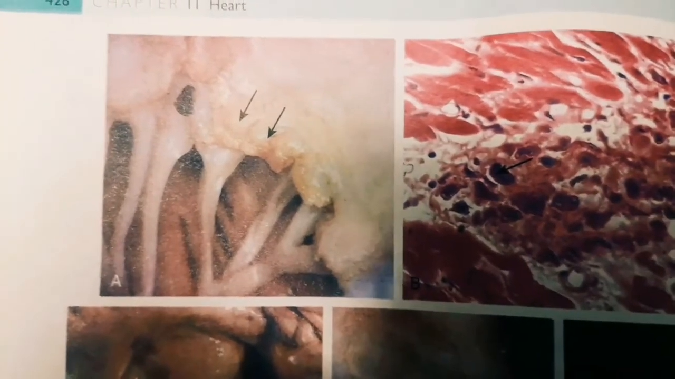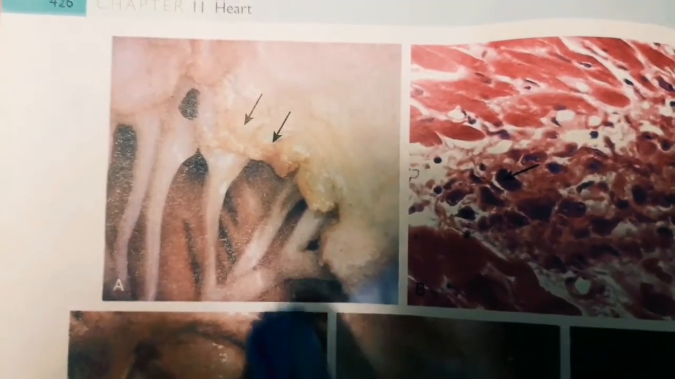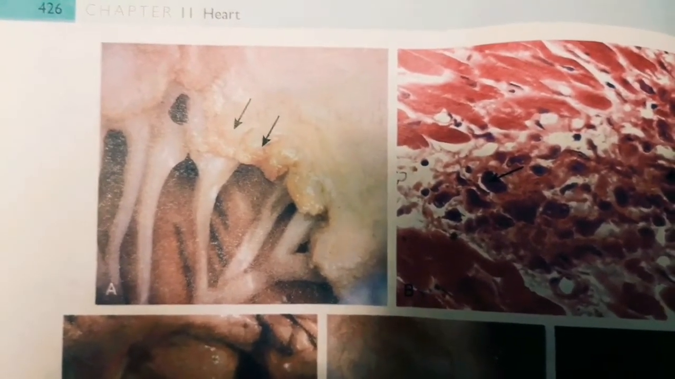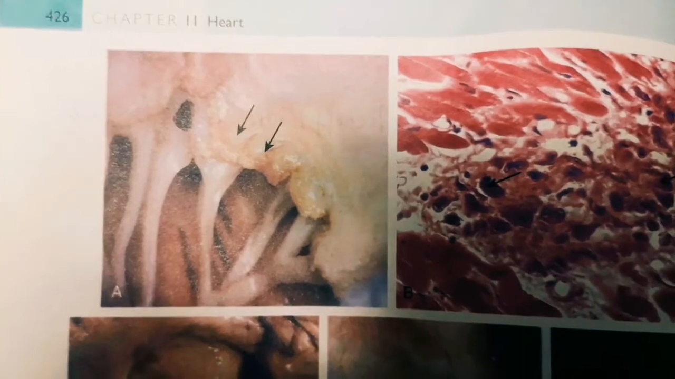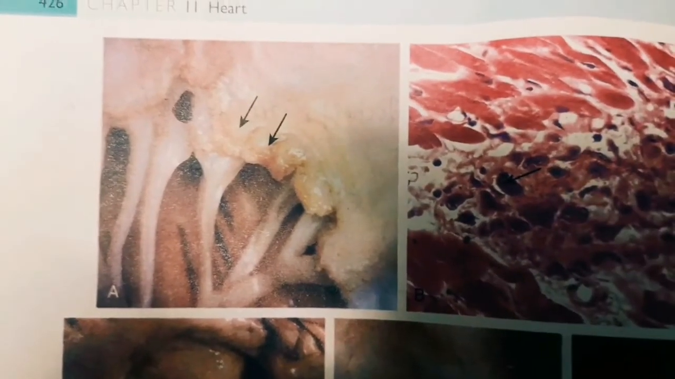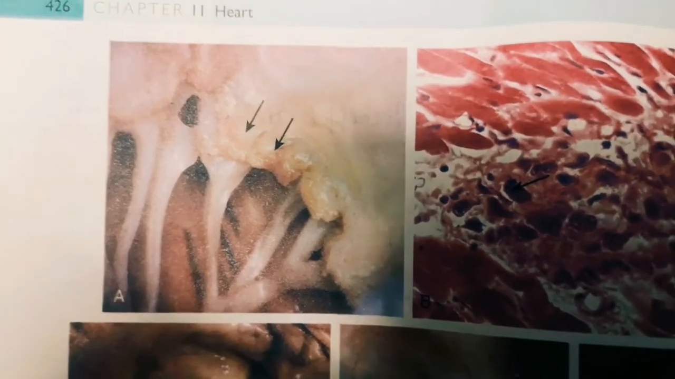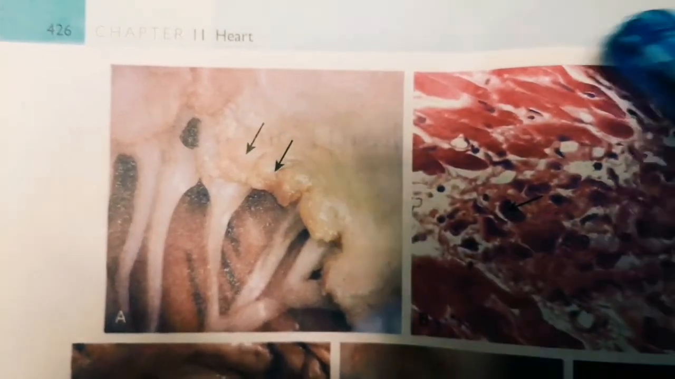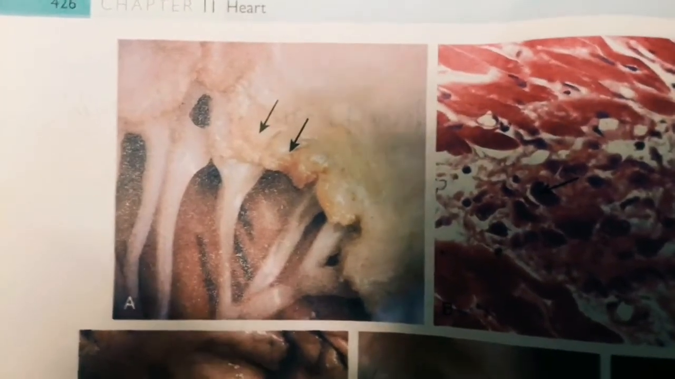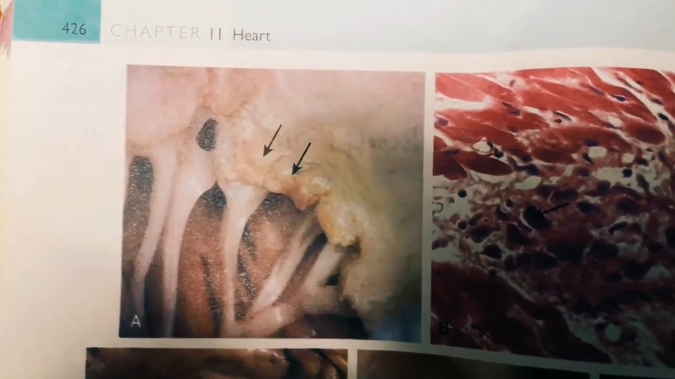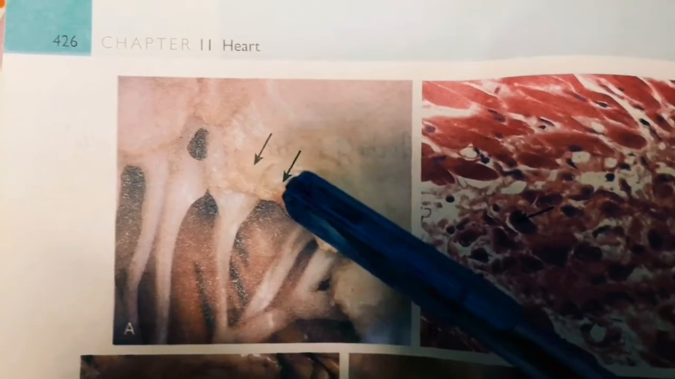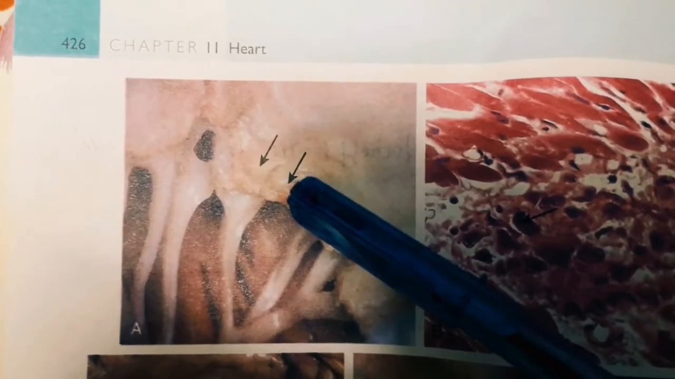Here in the first diagram, A, you can see acute rheumatic mitral valvulitis superimposed on chronic rheumatic heart disease. You can see small vegetations shown by arrows. These are known as verrucae. These are visible along the lines of closure of the mitral valve leaflet, arrows.